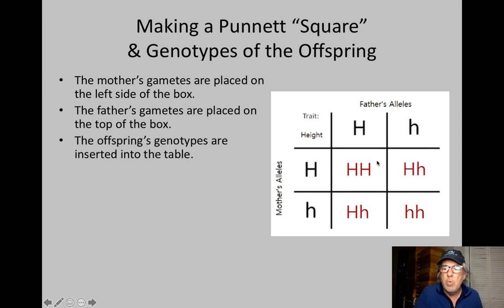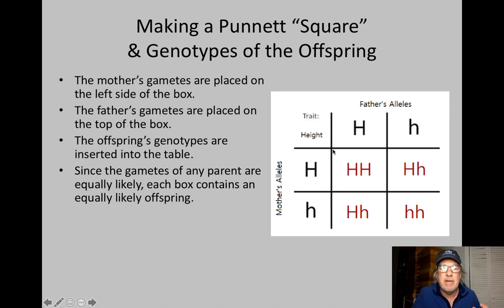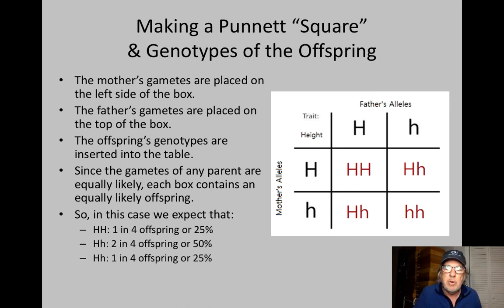Once we have placed the gametes here, we can build the genotypes of the equally likely offspring. So here's an offspring that will have the big H, big H genotype, and here's an offspring that will have the little h, little h genotype, and here are two offspring that will be heterozygous, big H, little h. And since the gametes of any parent are equally likely, each box contains an equally likely offspring. You can prove that to yourself mathematically if you'd like, or you can take my word for it. So in this case, we expect that 1 in 4 offspring will have the genotype big H, big H, 2 in 4 offspring will have the genotype big H, little h, and 1 in 4 offspring will have the genotype little h, little h. In other words, we'll get 1 homozygous dominant individual, 1 homozygous recessive individual, and 2 heterozygotes.